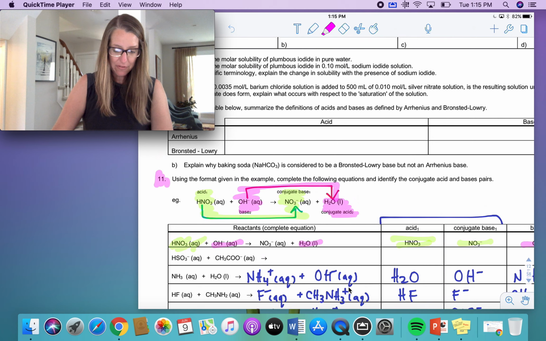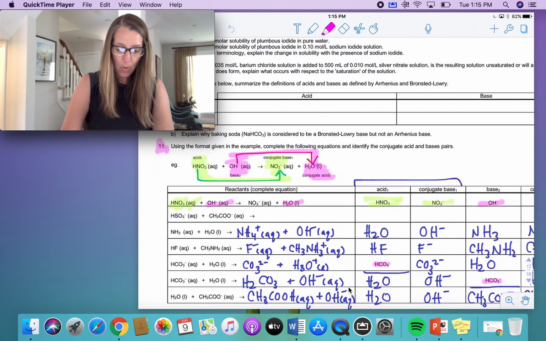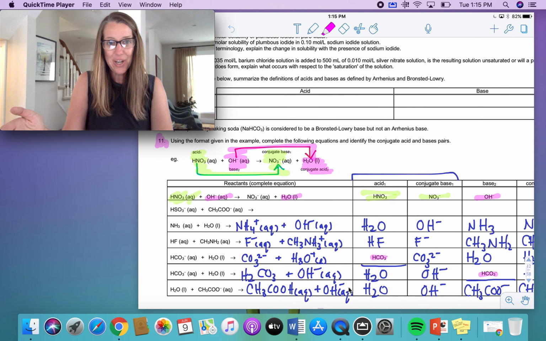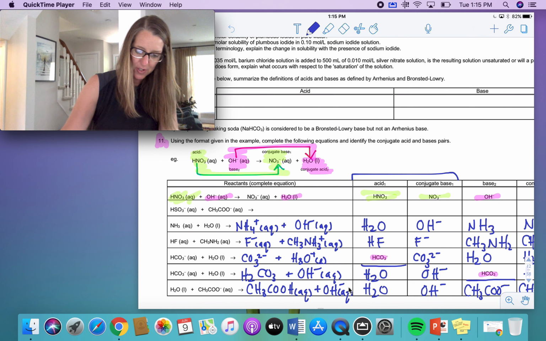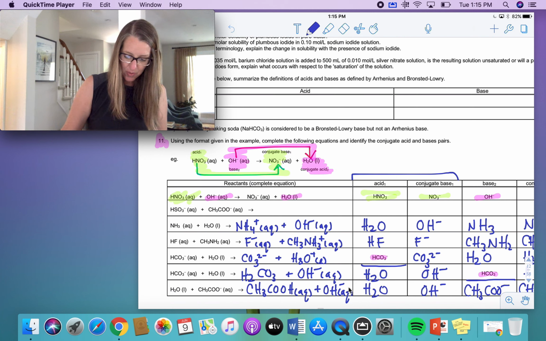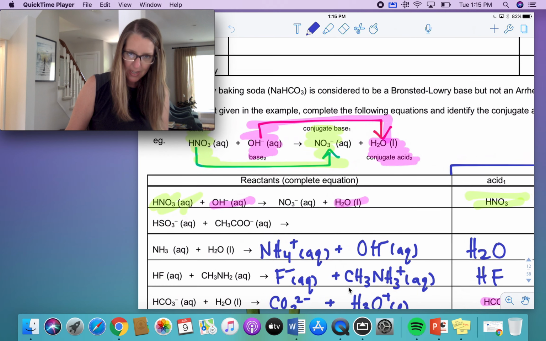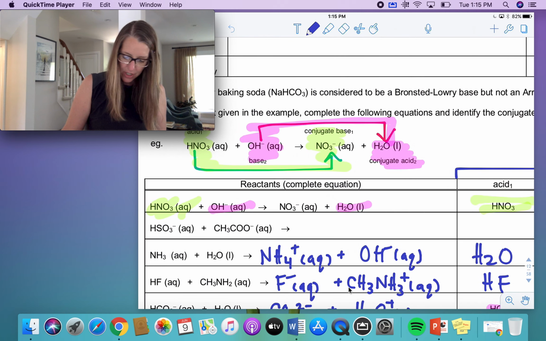From the first example down below, it wants you to write what the equation is going to turn into, what it makes as a product, and then identify the conjugate acid-base pairs. Okay, so here we go for the first one: HSO3 negative and CH3COO negative. Let me make it a little bit bigger for you here. What's that going to turn into?